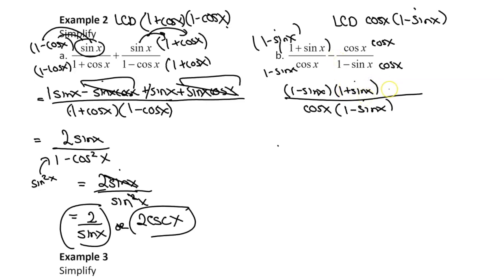And then that's going to be subtracted by cos x times cos x. So we could say cos squared x. Okay, so in the same way that a times a is a squared, cos x times cos x is going to be cos squared x.